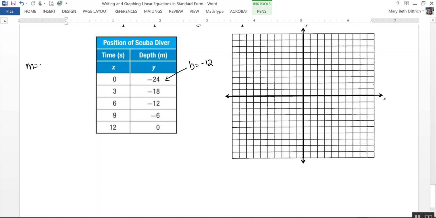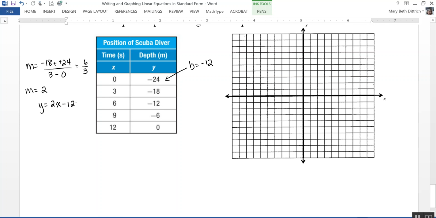So to find the slope I'm going to use any 2 points, so I'll just use the first two: negative 18 minus a negative 24 over 3 minus 0. That's going to give me 6 over 3, or my slope is equal to 2. Plugging those into y equals mx plus b gives me the equation y equals 2x minus 12.